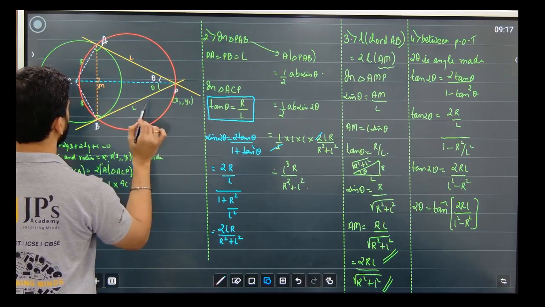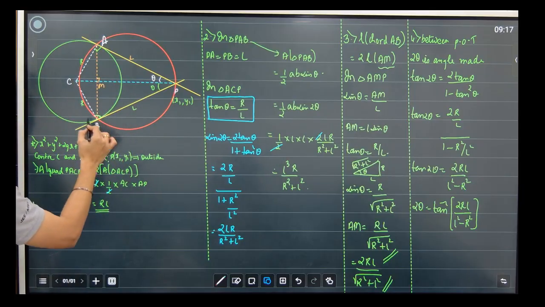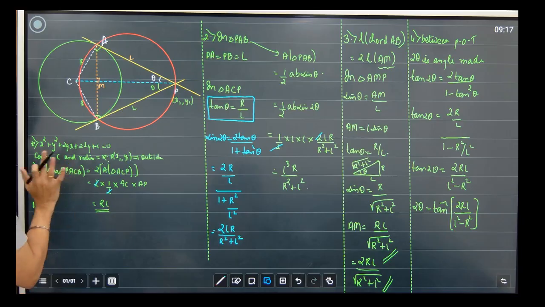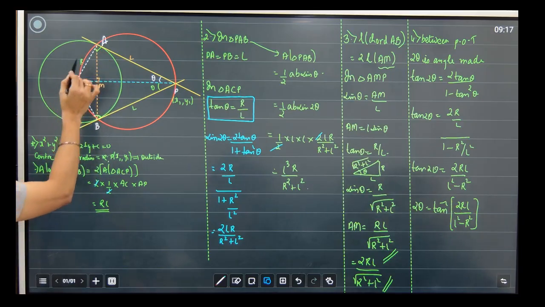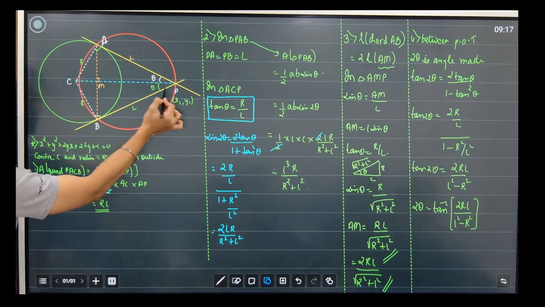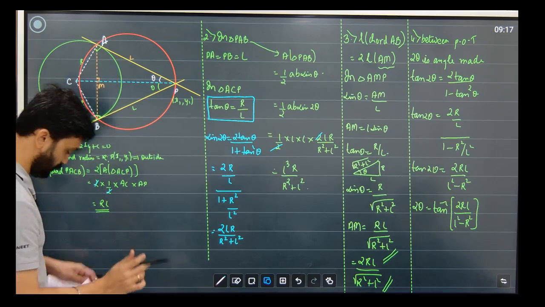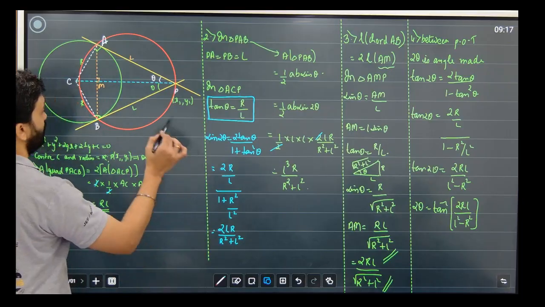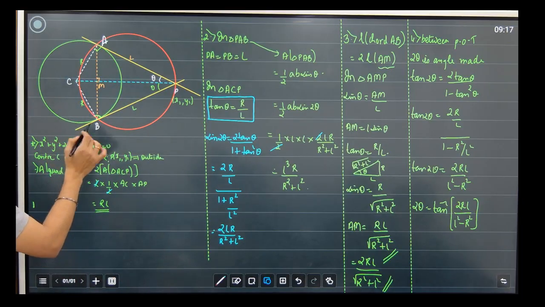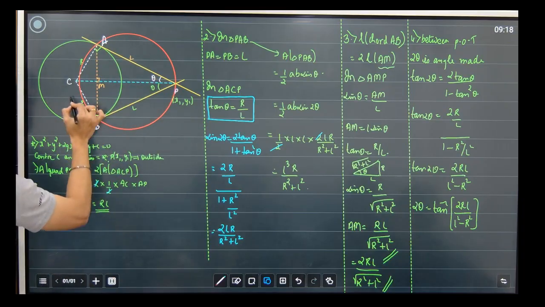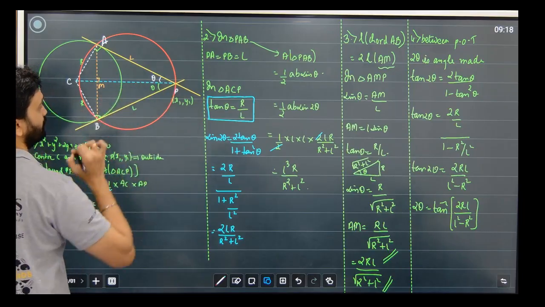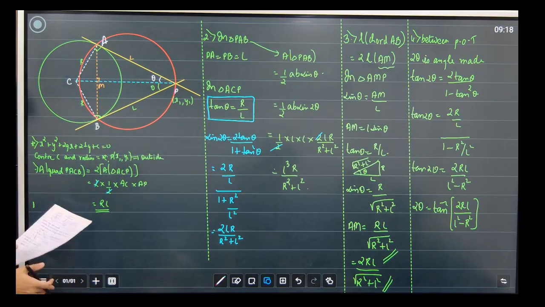So it will be like this. So it will be passing. This is how it will be circumscribing. So basically, it will pass through A, B, and P. Equation of circle circumscribing triangle PAB. Look at this. It is circumscribing exactly P, A, and B.